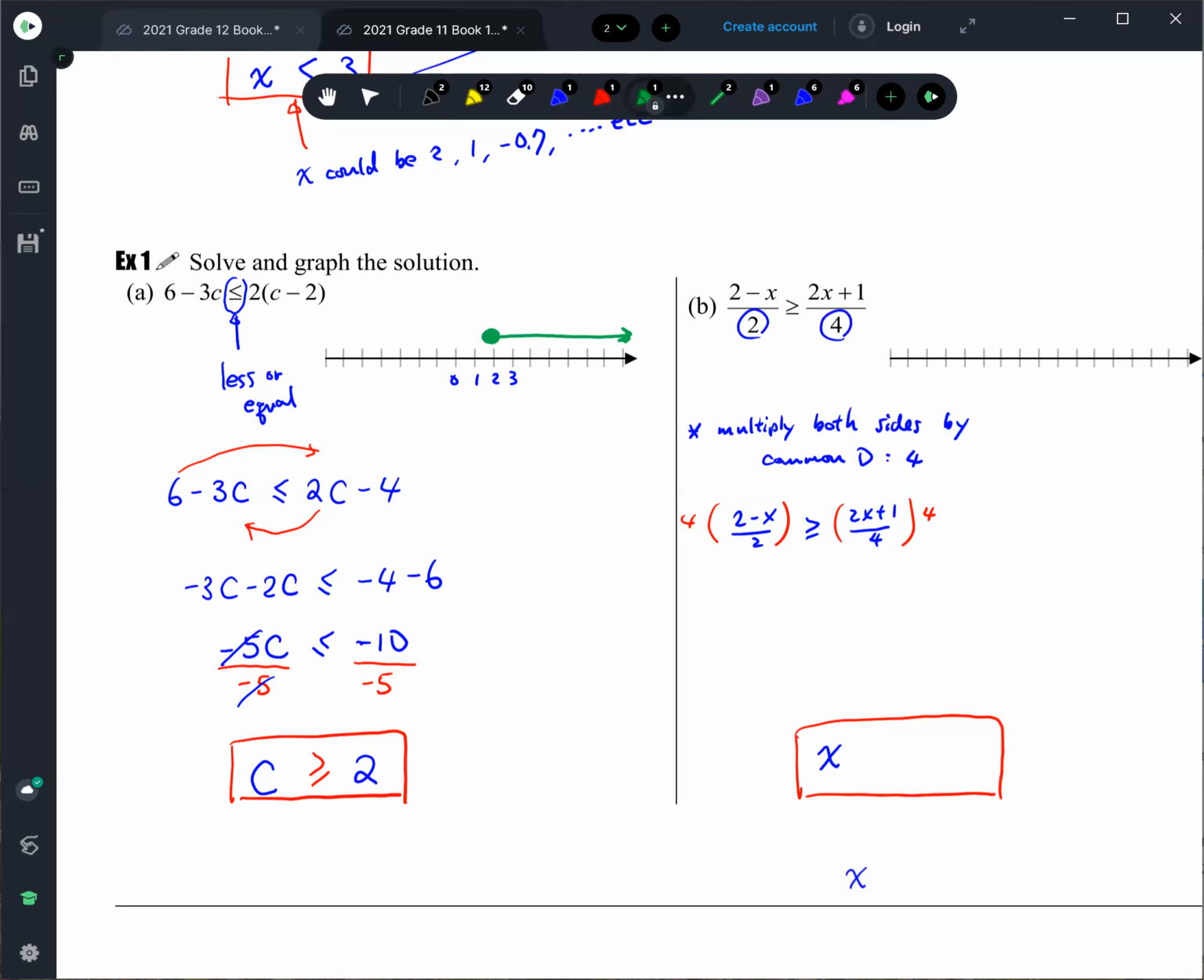Okay, so on the right side, the 4 cancels out. Right, but then on the left side, the 2 and 4 reduce each other, so you still have a 2, okay, on the outside.